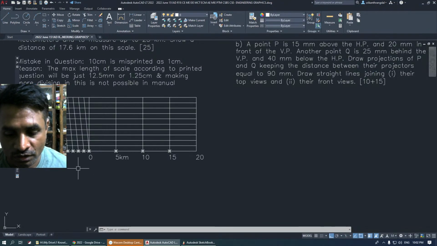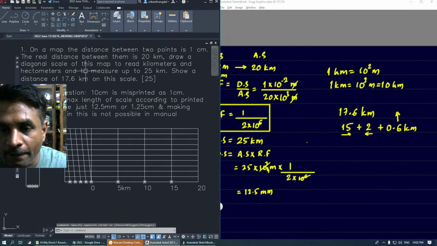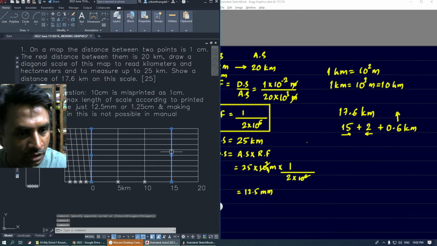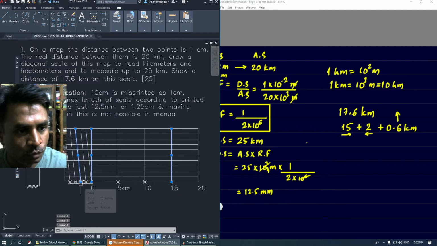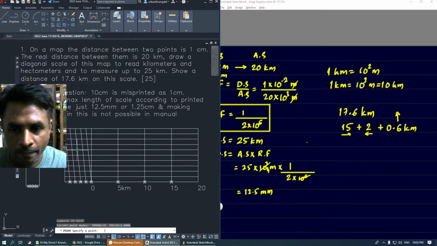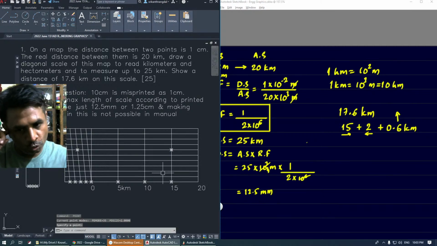Let's go ahead and mark it over here. So this is 0, and 0 to 15 is exactly 15. I'm going to go 2 divisions on the left. So on this line, we're supposed to go upwards now: 1, 2, 3, 4, 5, 6. So the point is going to be here, and it's going to be from this point to this point. So these are the 2 points.